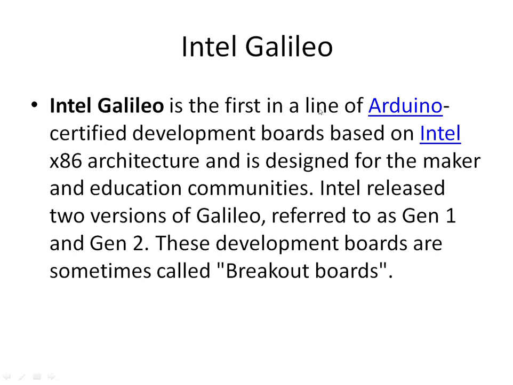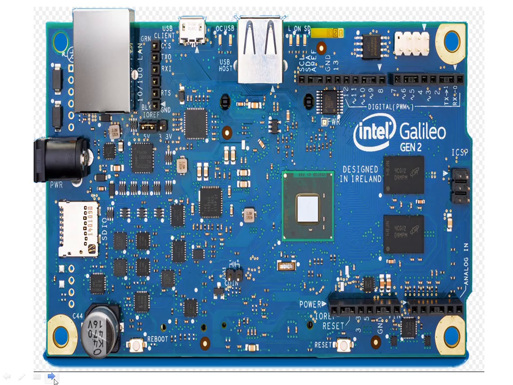Intel Galileo is the first line of Arduino-certified development boards based on Intel architecture and is designed for the maker and education communities. Intel released versions of Galileo referred to as Generation 1 and Generation 2. These development boards are sometimes called breadboard boards. So this is the board of Intel Galileo Generation 2, with the motherboard architecture. You can get the link for the Raspberry Pi and the Intel Galileo architecture.